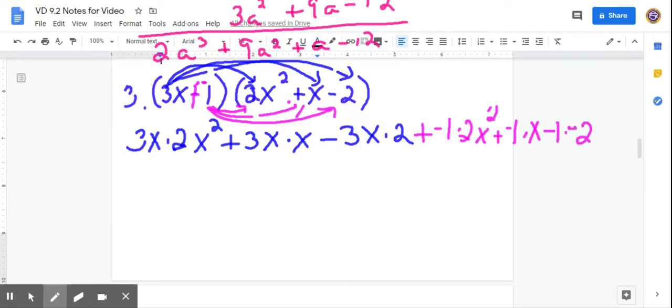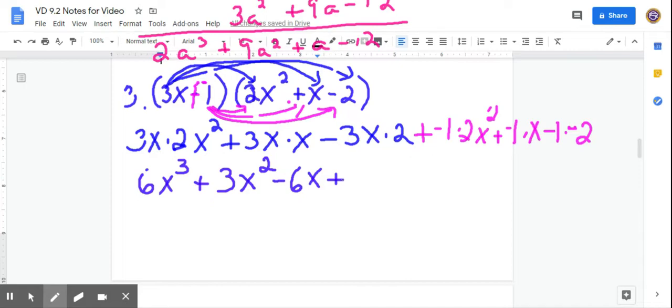Okay. Now we're going to simplify. So we're going to get 3 times 2 is 6. Keep the base, add the exponents. 1 plus 2 is 3. Plus 3, keep the base, add the exponent, you get 2. Minus 3 times 2 is 6. There's only one x, so an x. Plus negative 1 times 2x is negative 2x squared.